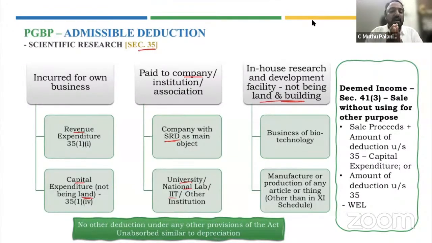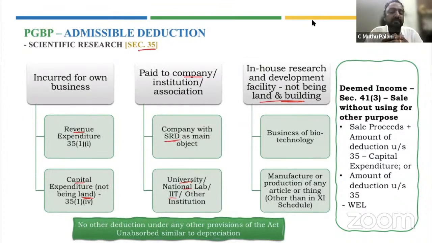In-house R&D, they should be in the business of biotechnology or in the business of manufacturing any article other than the articles in the 11th schedule. What is the 11th schedule? The 11th schedule is basically articles which are not good for society or the environment. Alcohol, tobacco, etc. are all covered under the 11th schedule.